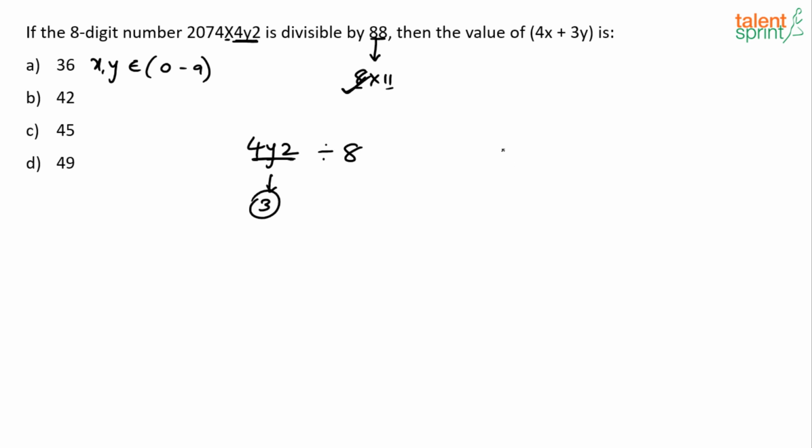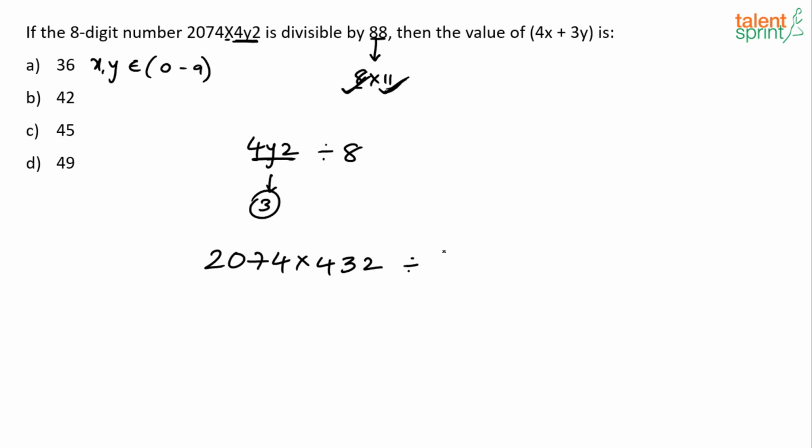Done. Now come back to divisibility for 11. So for this to be divisible by 8, y is 3. How do you check for 11? 11 is that alternate sum funda, right? You remember? Let me rewrite the number first. 2074, we have x. Then we have 4. Now I am writing 32, instead of y2, because y is known to us.